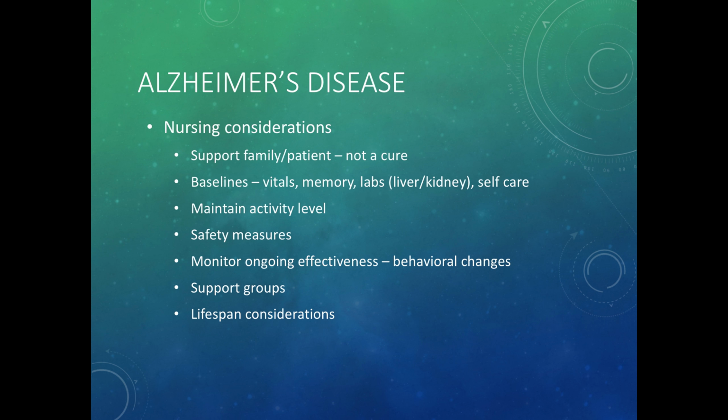Some of the nursing considerations, obviously, support to the family and the patient. That the patient is safe. We have to use safety measures. That they are able to remain as active as possible, maximize their autonomy. We get baselines, of course, memory baselines, labs, vital signs, self-care. There's a lot of interaction in this situation with case management and support groups so that patients and families are getting what they need. And we monitor the effectiveness on an ongoing basis. These patients are followed up frequently, usually at 3-month intervals.